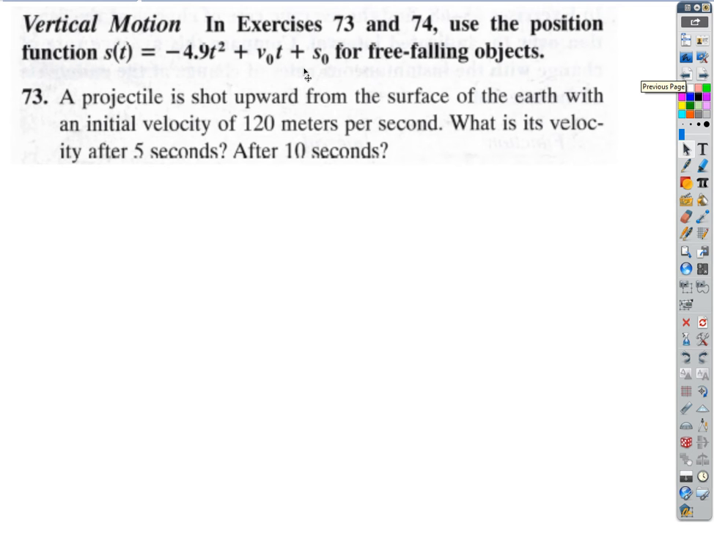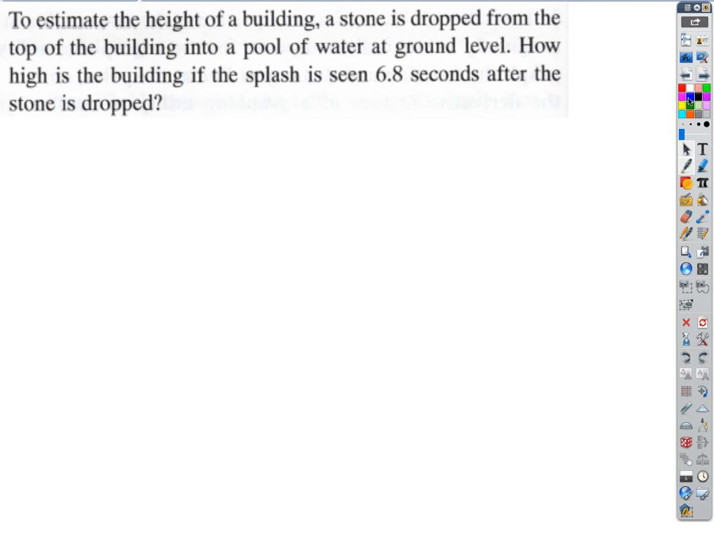So here's the function that we're always going to use for what we call free fall problems, where an object is just, the only force acting on it is gravity, right? So if you're in physics, that ought to look pretty familiar. So here's the formula. S of t equals negative 4.9 t squared plus v naught, what's that? Initial velocity times time plus s naught.